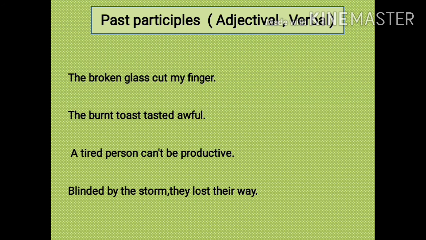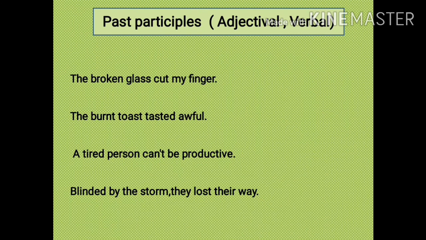Suppose I ask a question, which glass? I'll get the answer, broken glass. So, broken is the adjectival past participle. Why past? Because broken is in the third form of the verb. So, this first sentence will be an adjectival past participle.